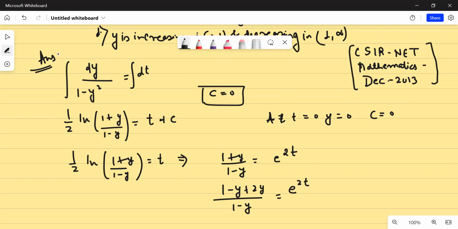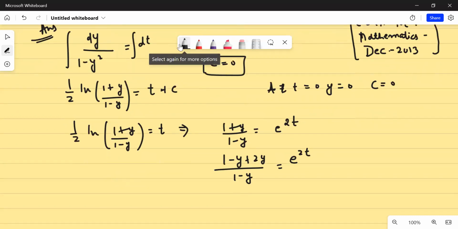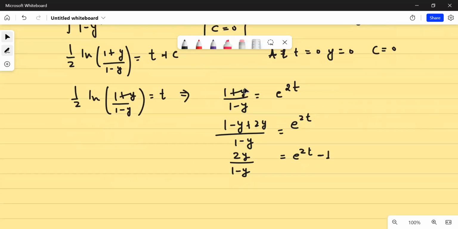So what I will get, I will simply get it as e to power 2t minus 1 is equal to 2y upon 1 minus y. And you can extract this 1 from here, y from here. So if I want to extract this y from here, I thought that there would be an easy thing to do, but okay, कोई बात नहीं, जैसा भी है.